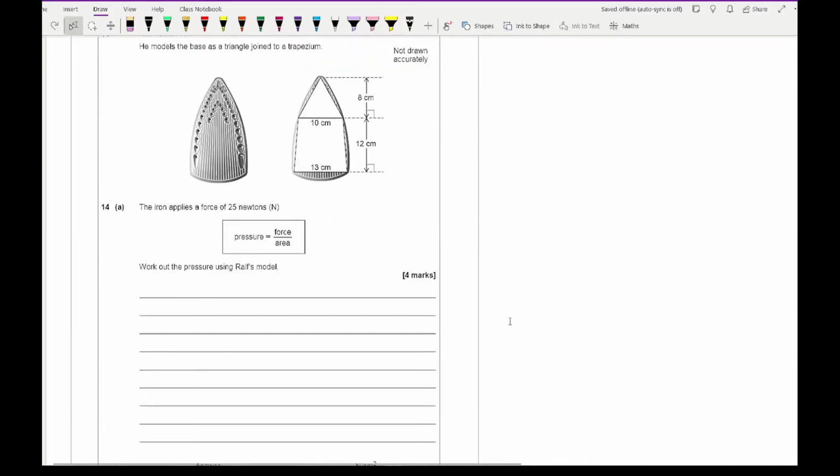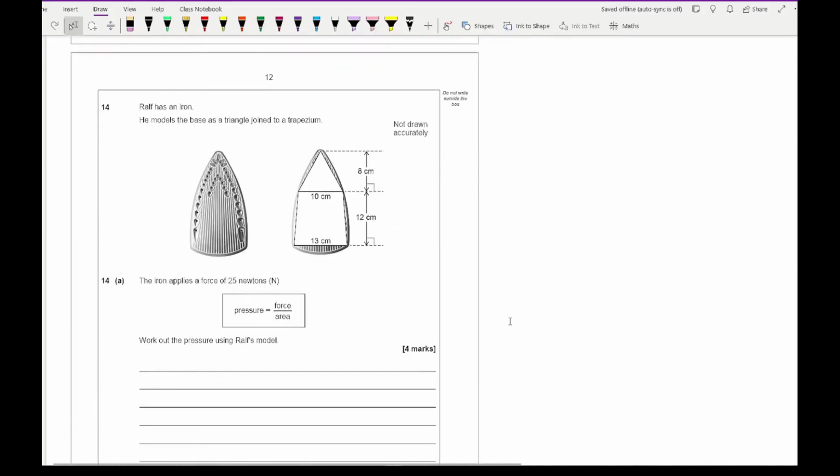So question 14 says Ralph has an iron. He models the base as a triangle joined to a trapezium. It says the iron applies a force of 25 newtons, and to work out the pressure, it's force over the area. Work out the pressure using Ralph's model. So for this, we know what the force is. So F equals 25. So I need to work out the area of these two shapes. Now if I label this as A and this as B, the area of A is going to be a triangle, and that's 8 times 10 divided by 2, which gives me 40.